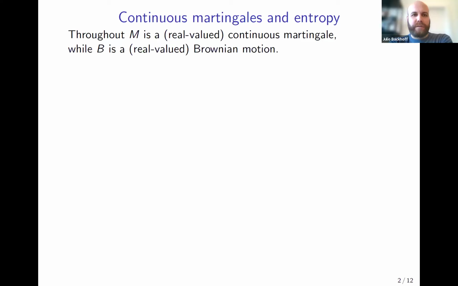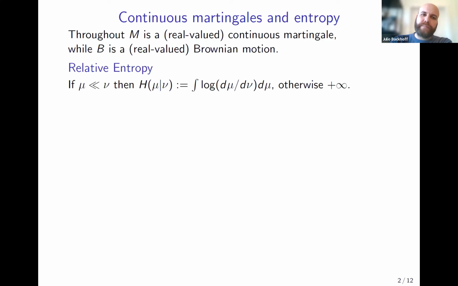So let's discuss entropy and continuous martingales, okay? Throughout the talk, M is going to be a continuous martingale, usually real valued, unless I say otherwise, and B is a Brownian motion. Relative entropy, this is a reminder, in case you haven't seen this: relative entropy between probability measures mu and nu is the formula that you have written there in case the density of mu with respect to nu exists, otherwise plus infinity.